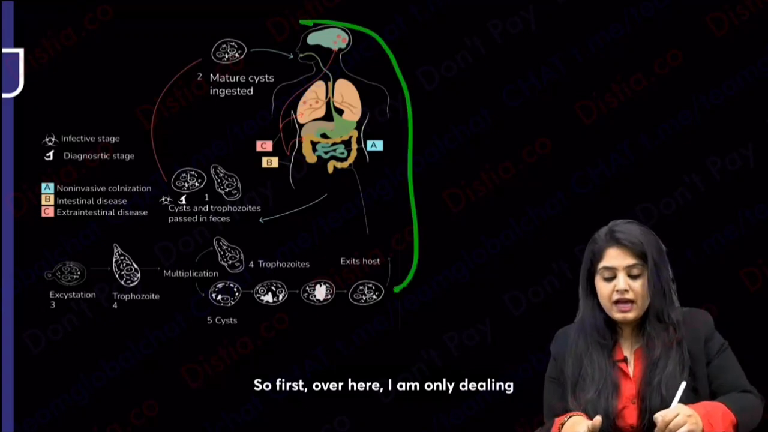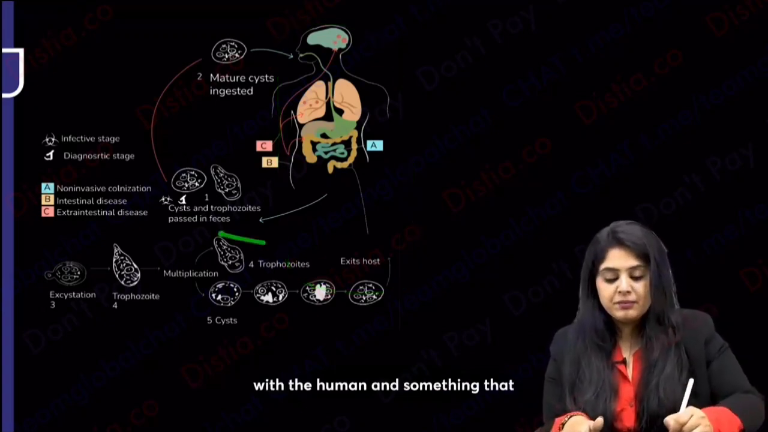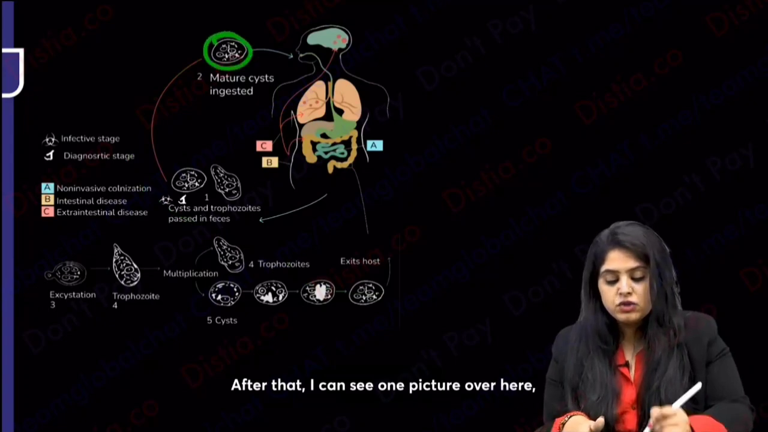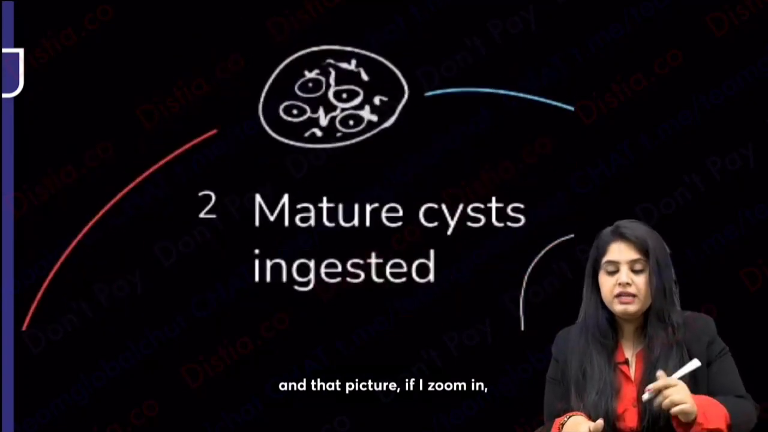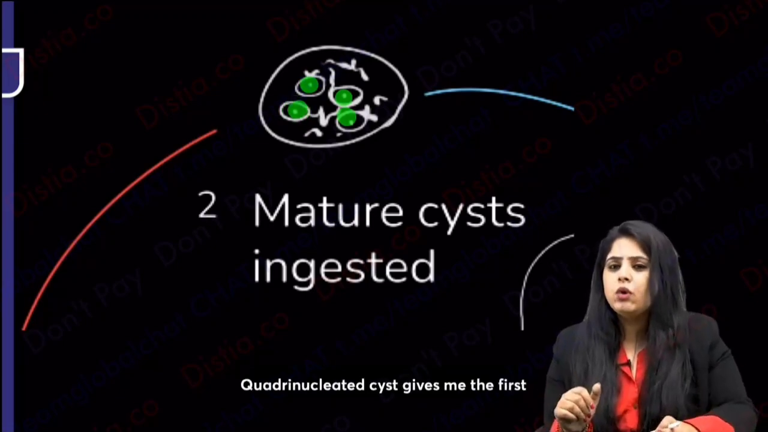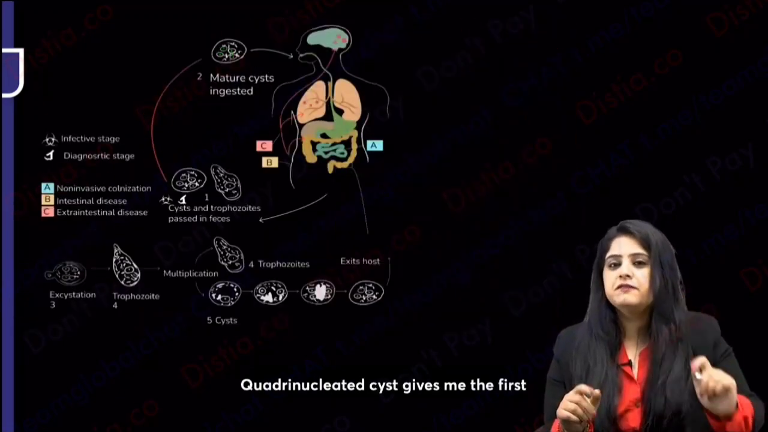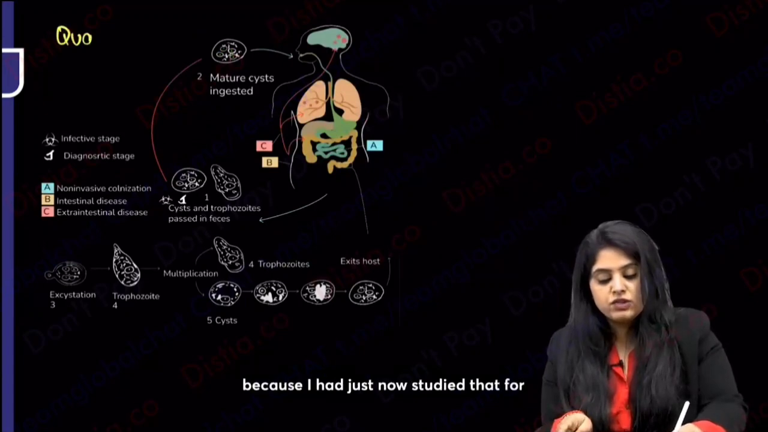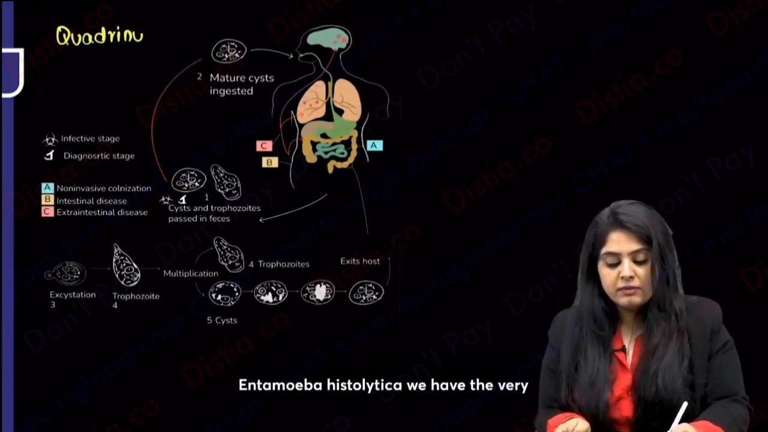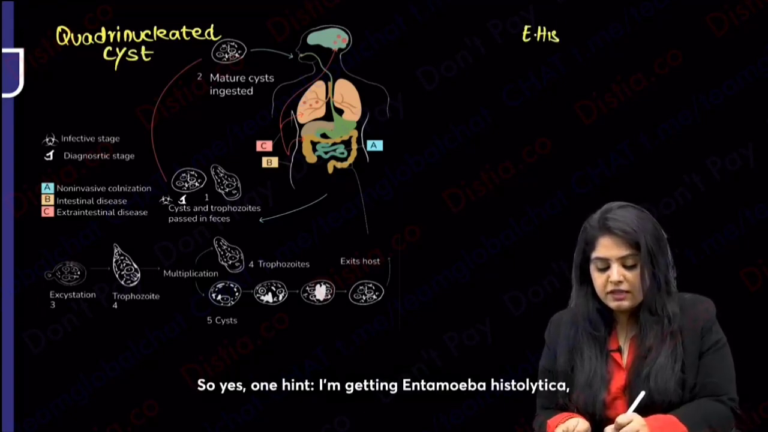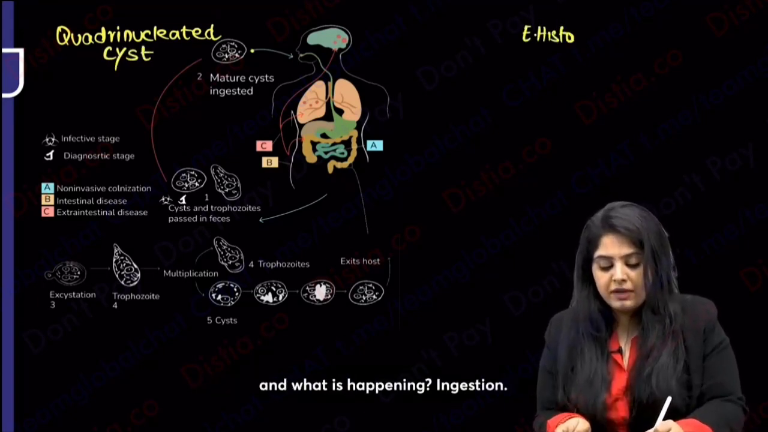So first over here, I'm only dealing with the human and something that is happening in the environment, right? After that, I can see one picture over here, and if I zoom in, I can see 1, 2, 3, 4 nuclei. A quadrinucleated cyst gives me the first hint that this is a case of Entamoeba, because I had just now studied that for Entamoeba histolytica, we have the very famous quadrinucleated cyst. So yes, one hint I'm getting is Entamoeba histolytica hai, and what is happening?